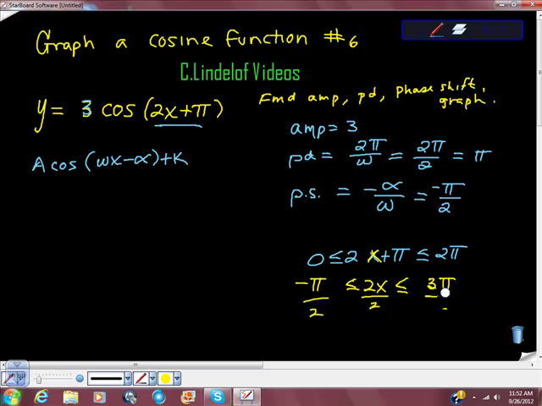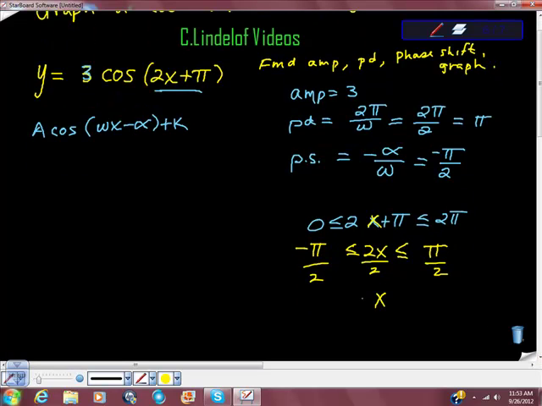Whoops. I should have subtracted that, so I should have pi here, right? Pi halves here, right? And then we'll get x is greater than or equal to negative pi halves, less than or equal to pi halves. And if you look, we had a period of pi, didn't we? And the distance between negative pi halves and pi halves is exactly that.